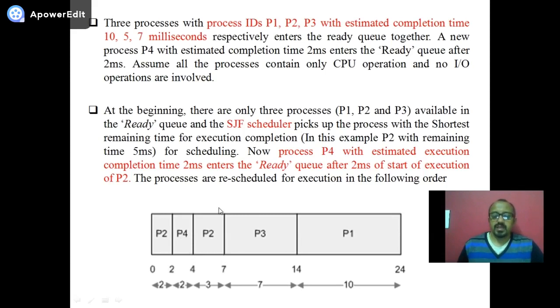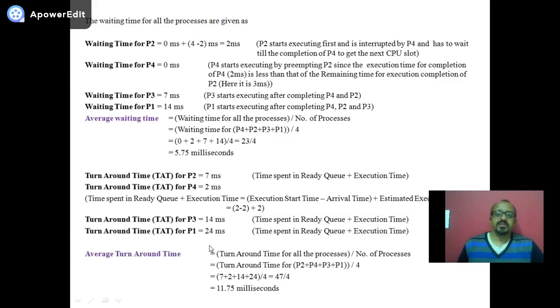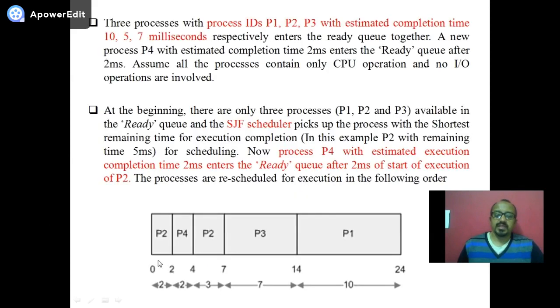The total time which is required to finish its process is called the turnaround time. When it's completely finished and goes into the blocked state, that time is called the turnaround time. This is 7 milliseconds, and for P4 it is 2 milliseconds.